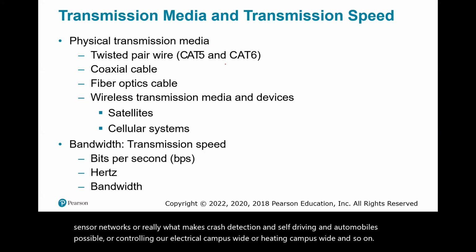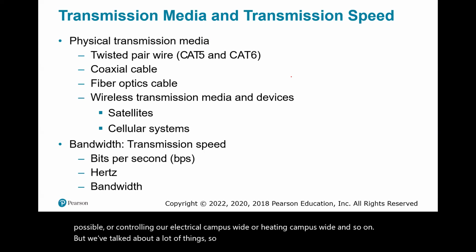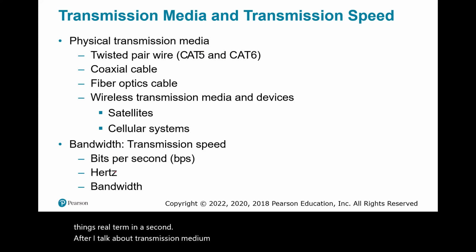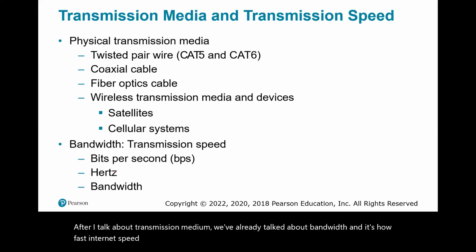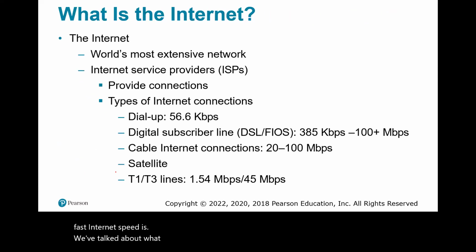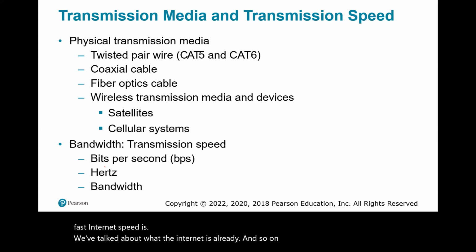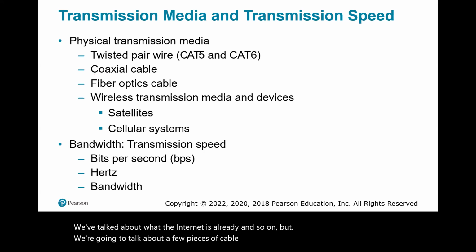We've talked about a lot of things so far, and I'm going to pause and show you some things real time in a second. After I talk about transmission medium, we've already talked about bandwidth, and it's how fast internet speed is. We've talked about what the internet is already, but we're going to talk about a few pieces of cable now. A lot of us may know what a coaxial cable is.